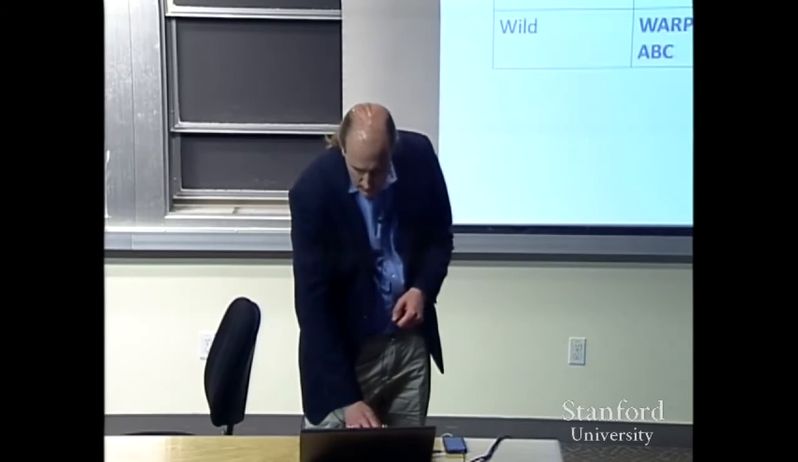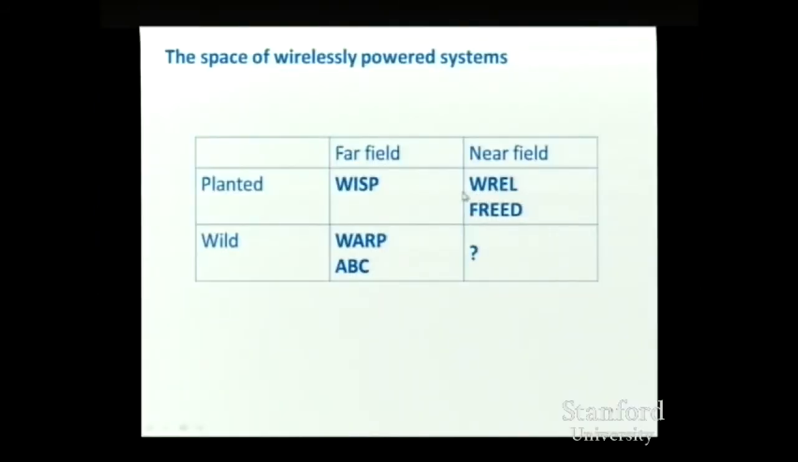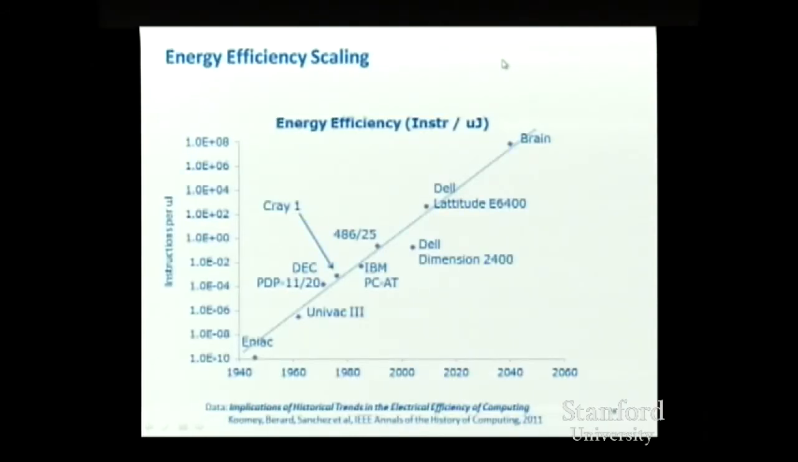So each of these, we've explored several of these boxes, and these are the names of the systems that occupy each box. And as we go, I'll talk about the specifics. So one final piece of introduction is, if you think about the far field systems, the thing that has made these possible is energy efficiency scaling. So if you look at this plot, not very carefully, it looks like kind of a Moore's law plot that you've probably seen many times.